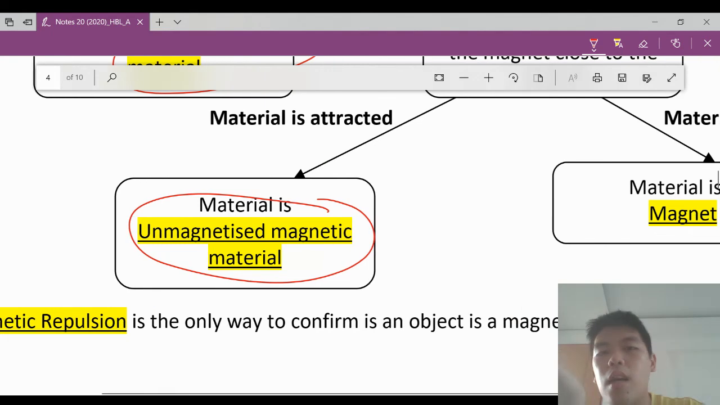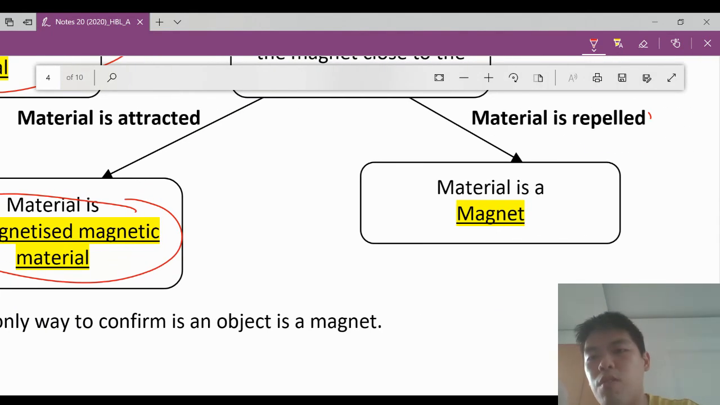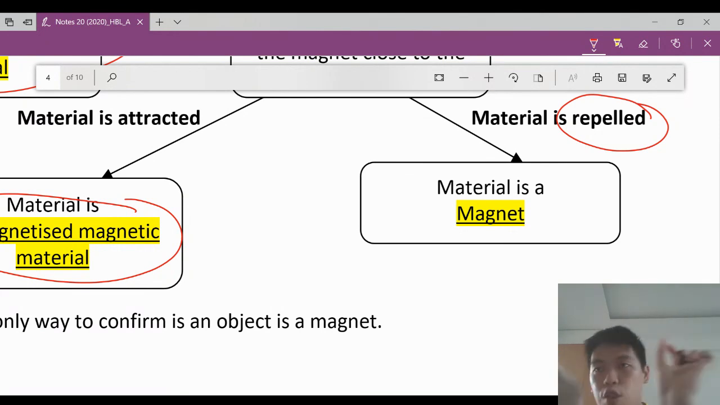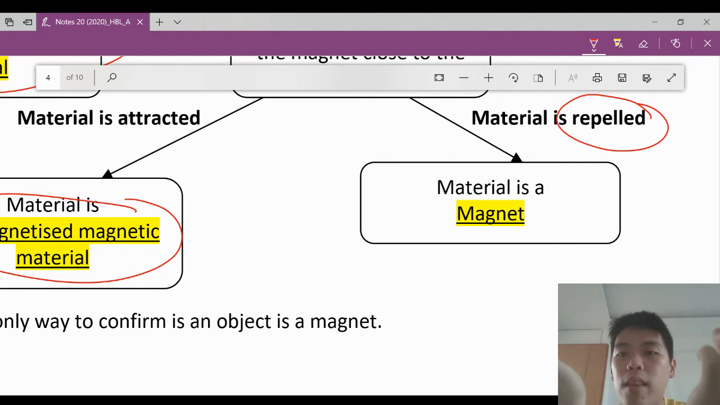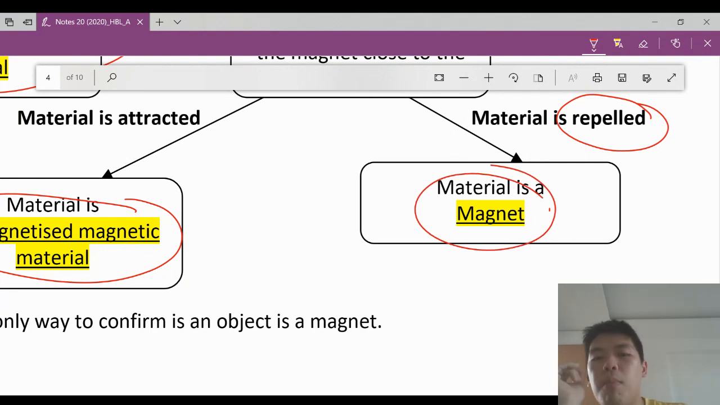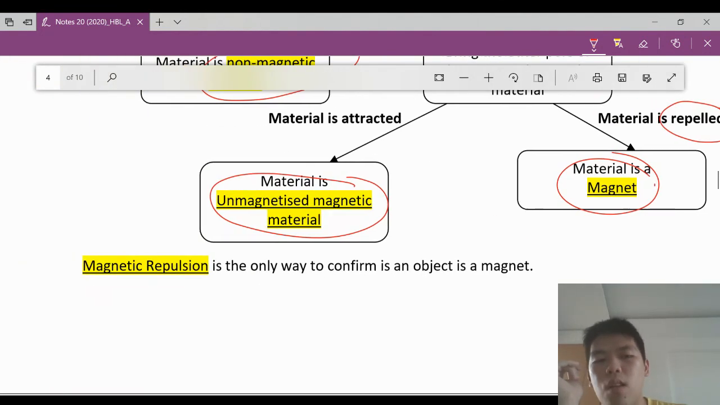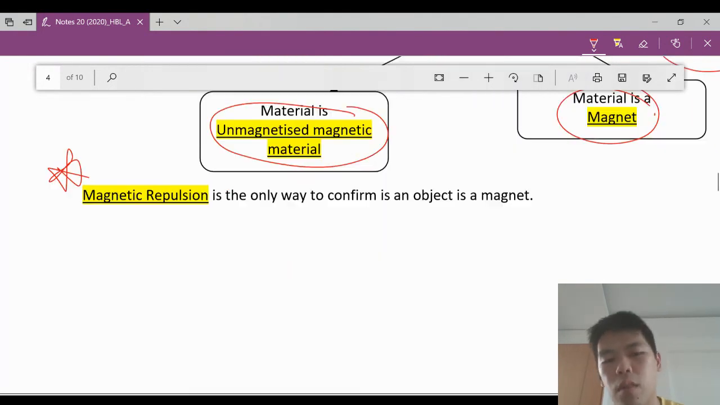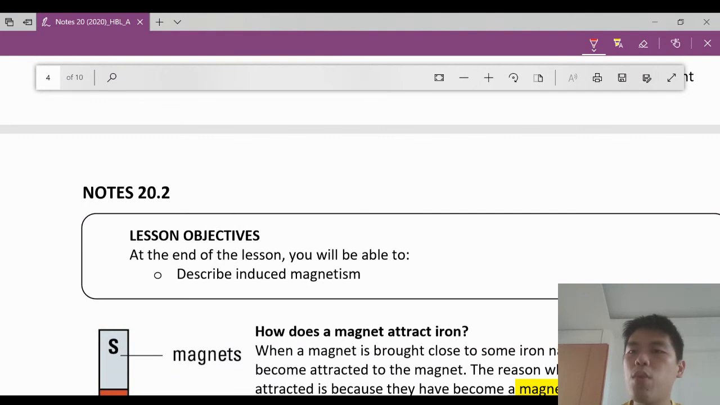It is only a magnet if the material is able to repel. So now you turn the magnet around, and the other end repels. Not only does it attract at one end, it repels at the other end. Only when there's repulsion will we be able to identify the material as a magnet. So let's summarize. Magnetic repulsion is the only way to confirm that an object is a magnet. Otherwise, attraction only means that it is a magnetic material. Okay, we'll end off for this part here. Let's continue the next time round on induced magnetism.